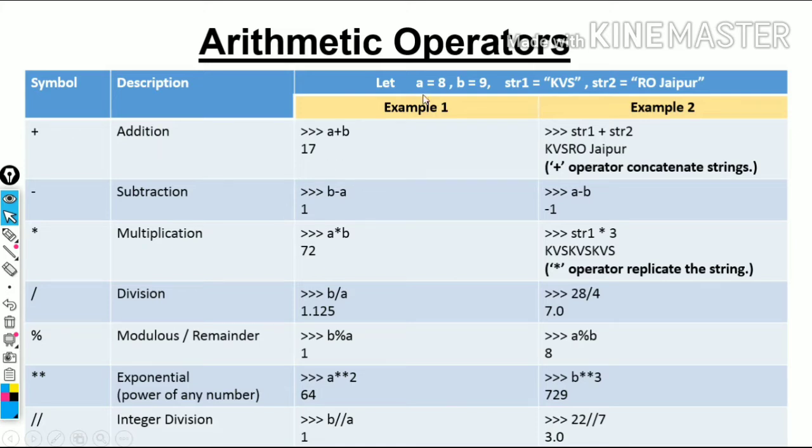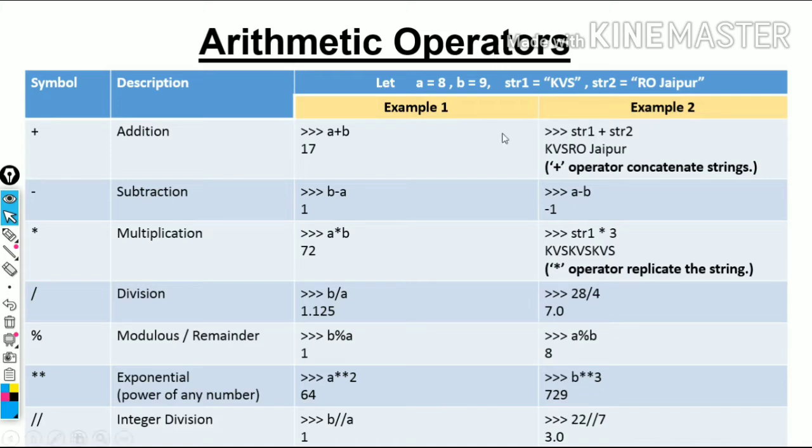To perform addition on a and b, two variables are here. a is having 8 and b contains 9. If we operate a and b with the plus operator, then we get the result as the addition of their values.